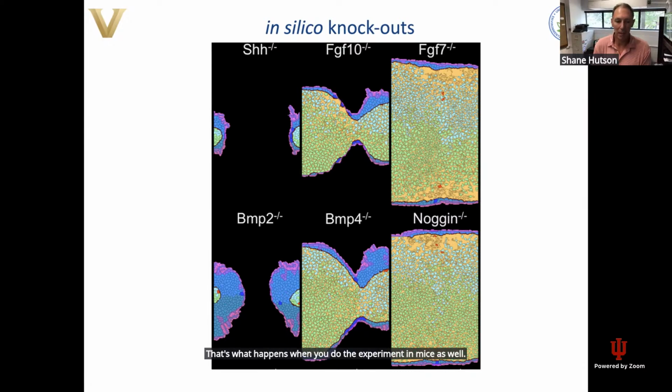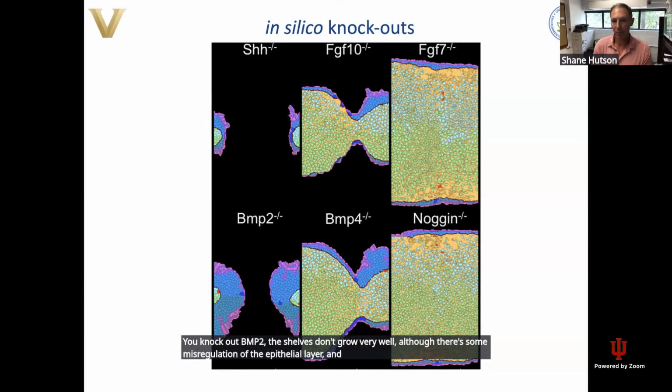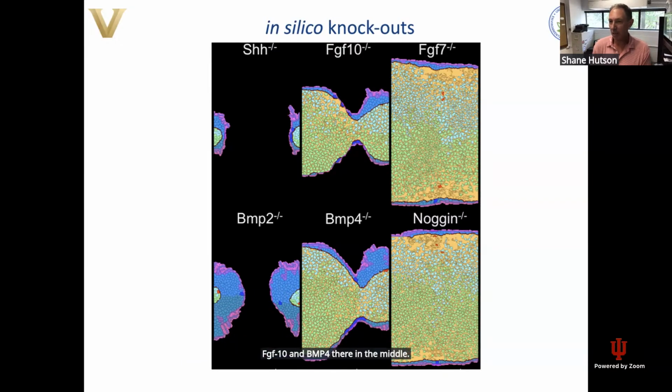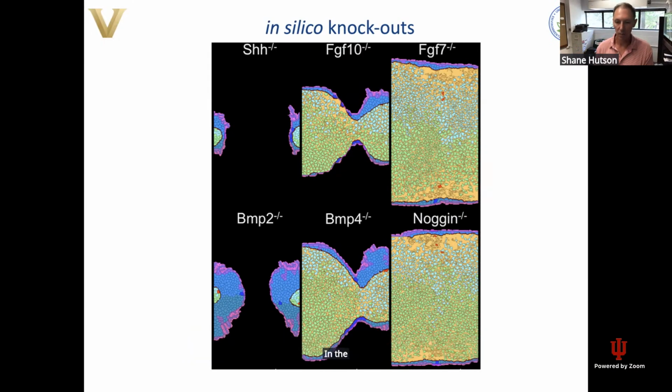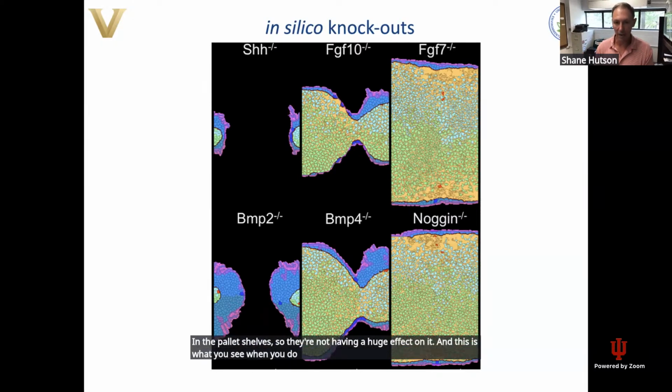You knock out BMP2, the shelves don't grow very well, although there's some misregulation of the epithelial layer and it overgrows a little bit. FGF10 and BMP4 there in the middle have some effect on growth of the mesenchyme, but it's enough that the shelves can still meet, and eliminating FGF7 or noggin really doesn't have any effect. These are sort of making small changes in what's happening nasal to oral in the palate shelves. So they're not having a huge effect on it. And this is what you see when you do the particular knockouts in mice as well.